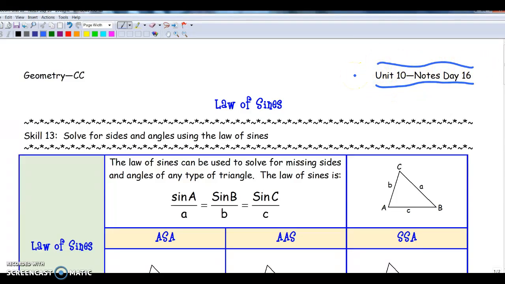We are moving on to day 16, which is going to deal with law of sines. I know you took your test on Friday, and my goal is to get that graded. So you should see that in the grade book soon.